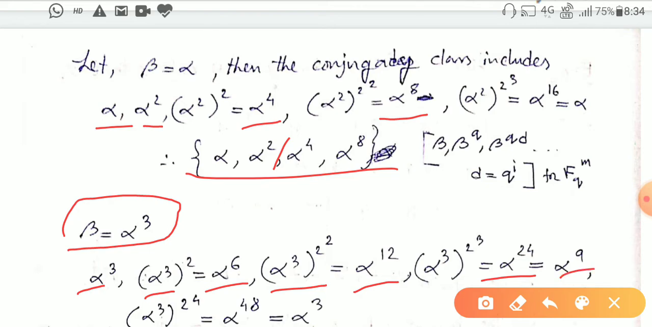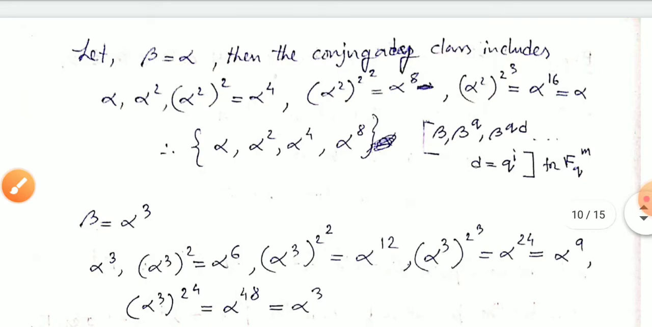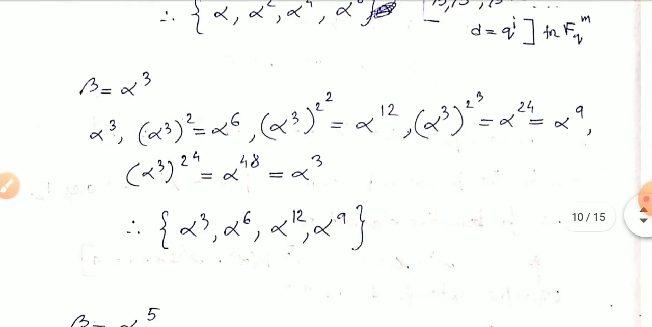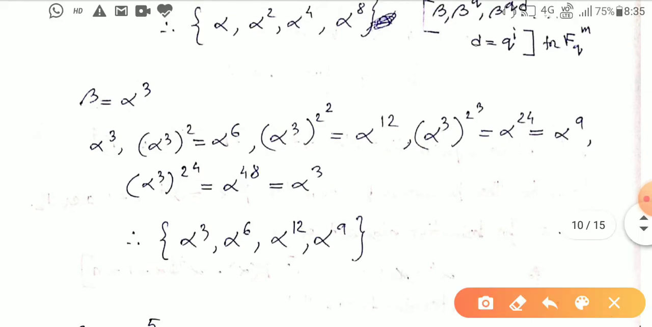And if you consider d as the value of now 4, that time the value will become 48. So this is alpha to the power of q. So it repeats the value of the first one. So it is not required to do the next step. So in this kind of case, the conjugacy class generates alpha cube, alpha to the power of 6, alpha to the power 12, and alpha to the power of 9 by using this primitive element.